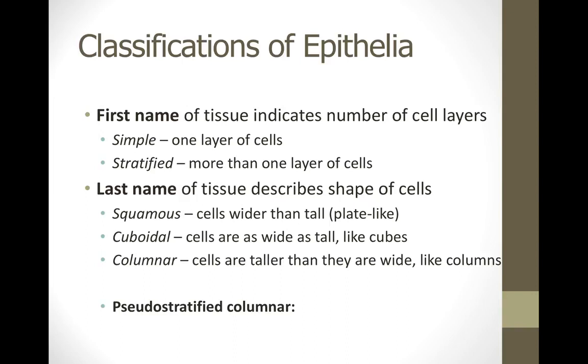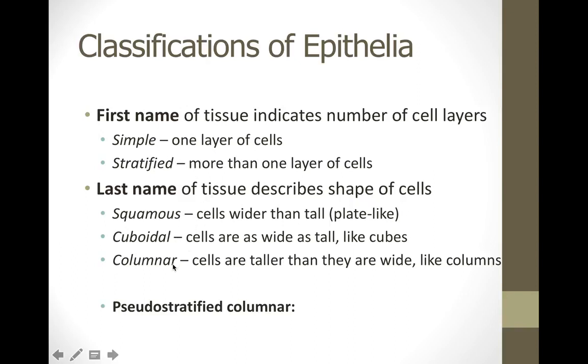So basically, anytime I want to name an epithelial tissue, I will give it a first name, either simple or stratified, and a last name, either squamous, cuboidal, or columnar. So in reality, I can have simple squamous, simple cuboidal, simple columnar. I can also have stratified squamous, stratified cuboidal, and stratified columnar.